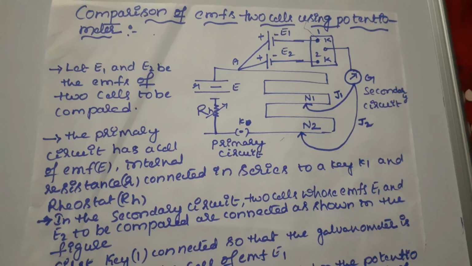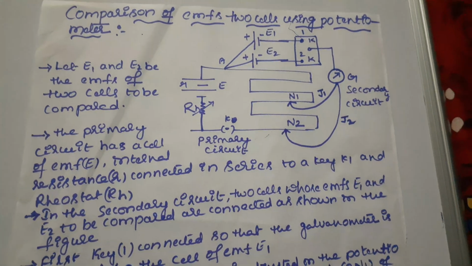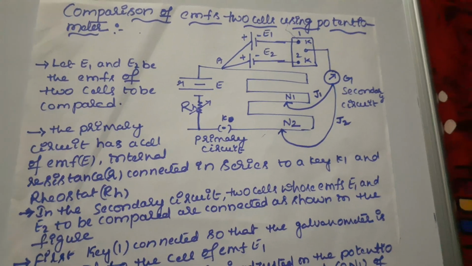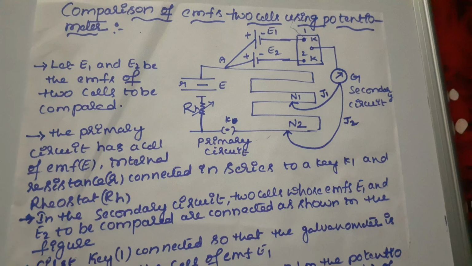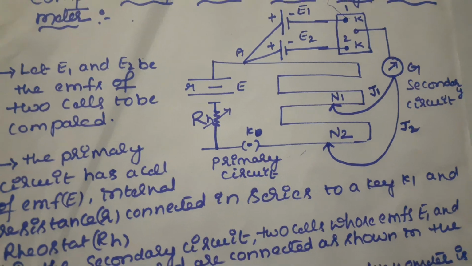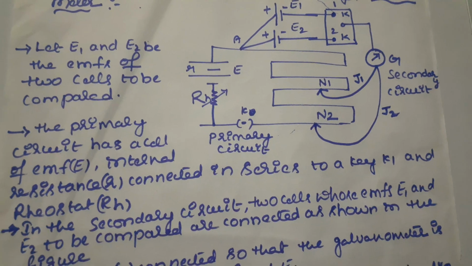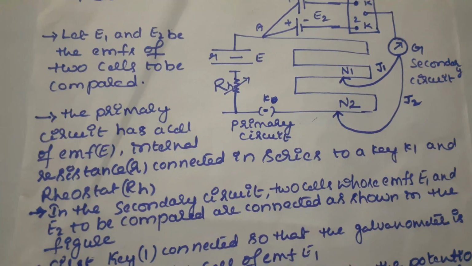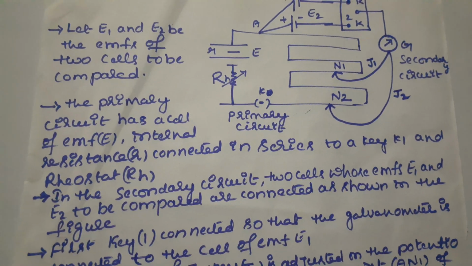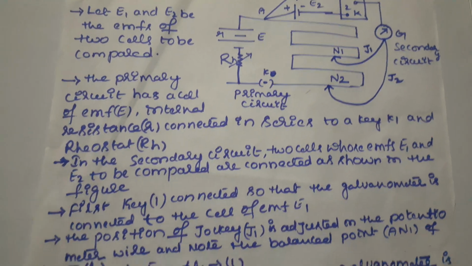Now the primary circuit consists of a cell of EMF E and internal resistance r, connected in series to a key K1 and a rheostat RH. So in the primary circuit, students, you can see a battery or cell of EMF E with its internal resistance r, and a rheostat RH, connected to the key K1, shown as a dot. All these are in series, and they form the primary circuit.